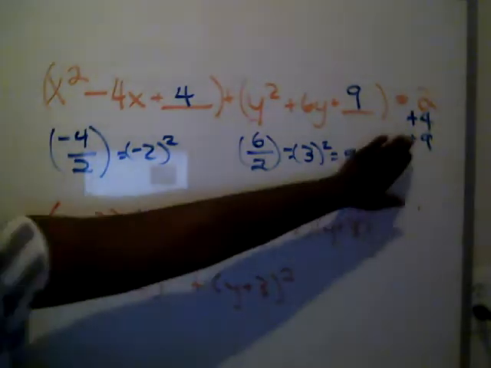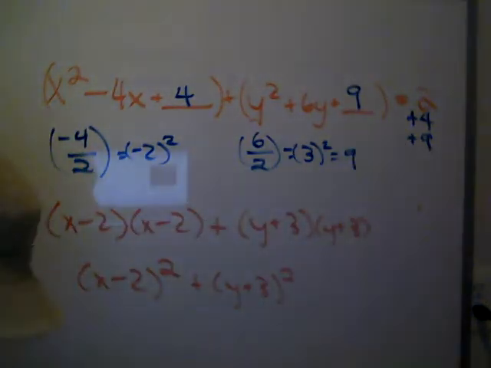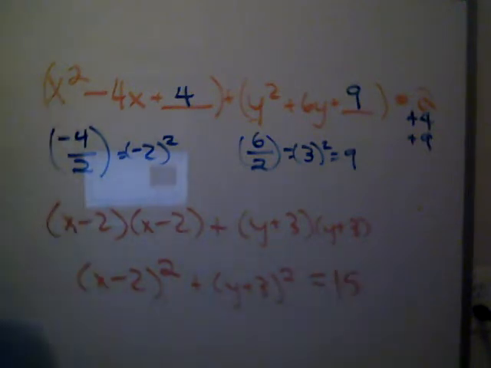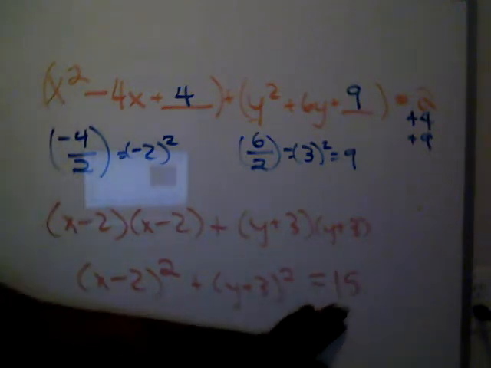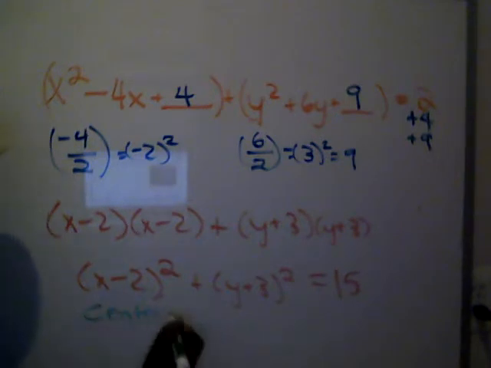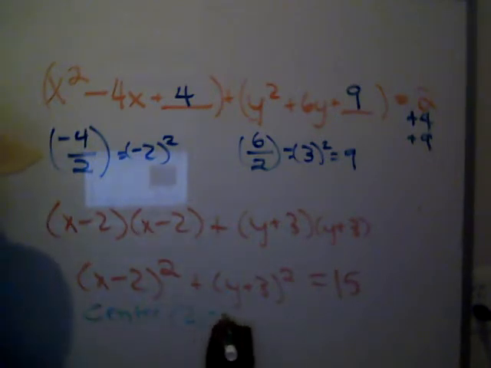And then if we add up these guys here, we have 2 plus 4 plus 9. That's going to be 15. This equals 15. And it's fine that this is not a perfect square. That's fine. We're just putting this equation in standard form. But if the follow-up question were to identify the center, for this one it would be at 2, negative 3.